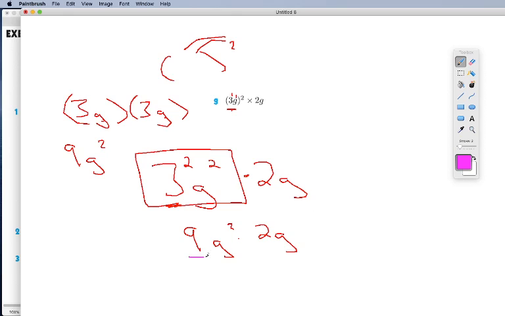And what I'm going to do is multiply the numbers. So 9 times 2 is 18. And what's g squared times g to the power of 1? Well, we know that when you have the same base, g times g, and you have the same base, then you have to add the exponent. So 1 plus 1 is 2. So if I have 2 here and 1 here, I should get 2 plus 1, which is 3. So there is a more advanced one for you, okay?